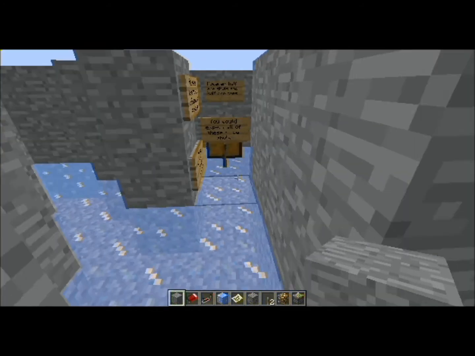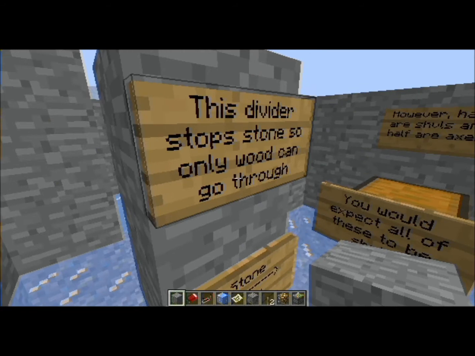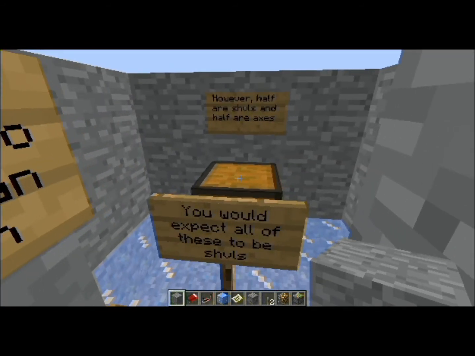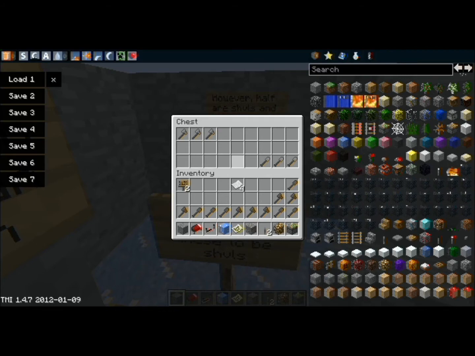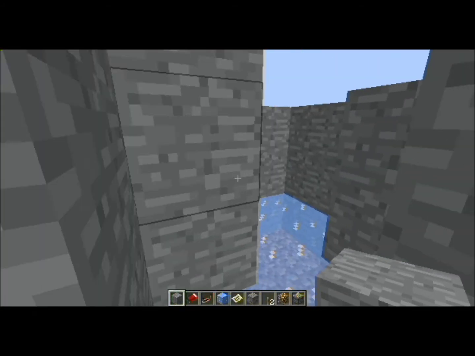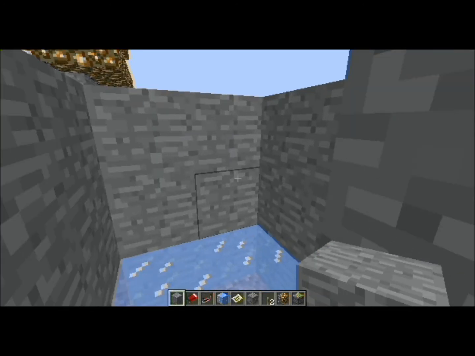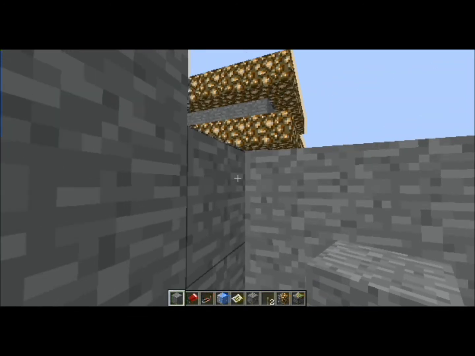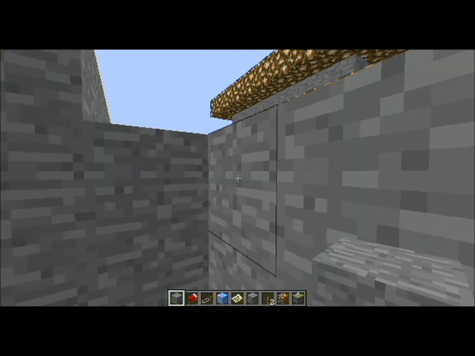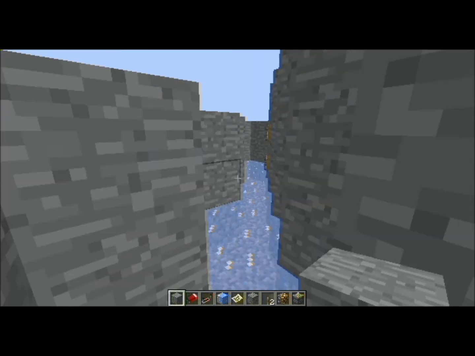Now, right here, it's still all the same on this side, and this divider does stop the stone, and it stops the stone right here. You get all the same results that we got in the other one. However, here it stops, and you aren't actually connected to the main area. So these particles are stopped. The wooden particles here are just stopped.